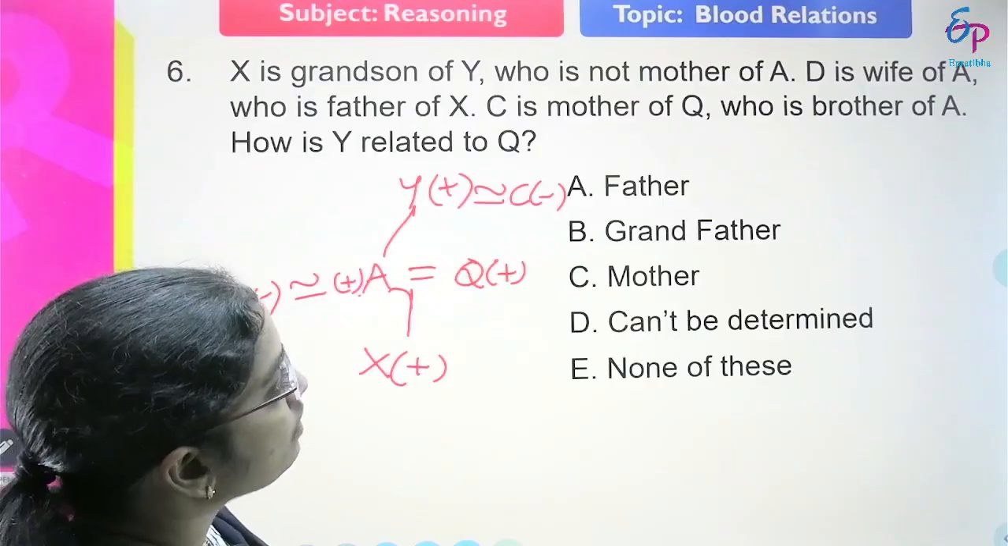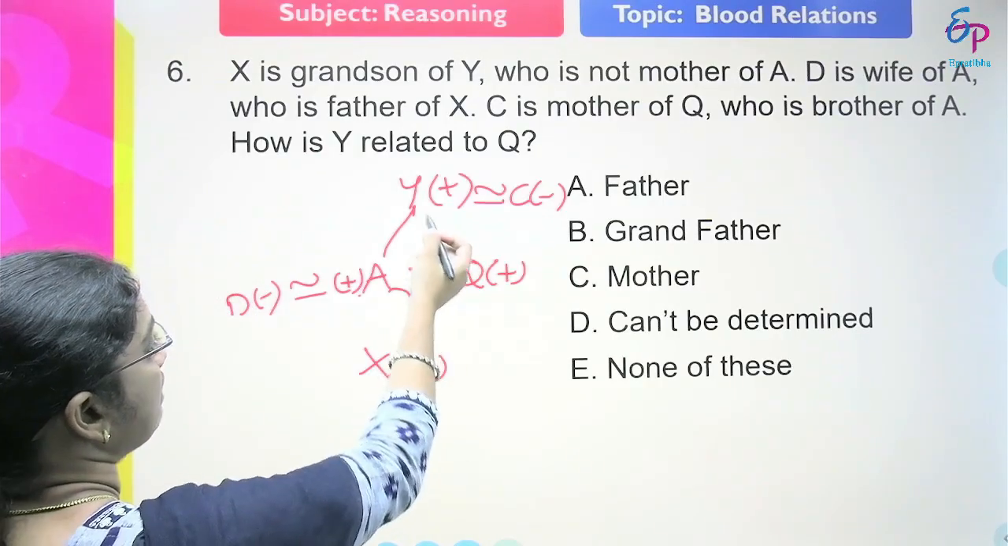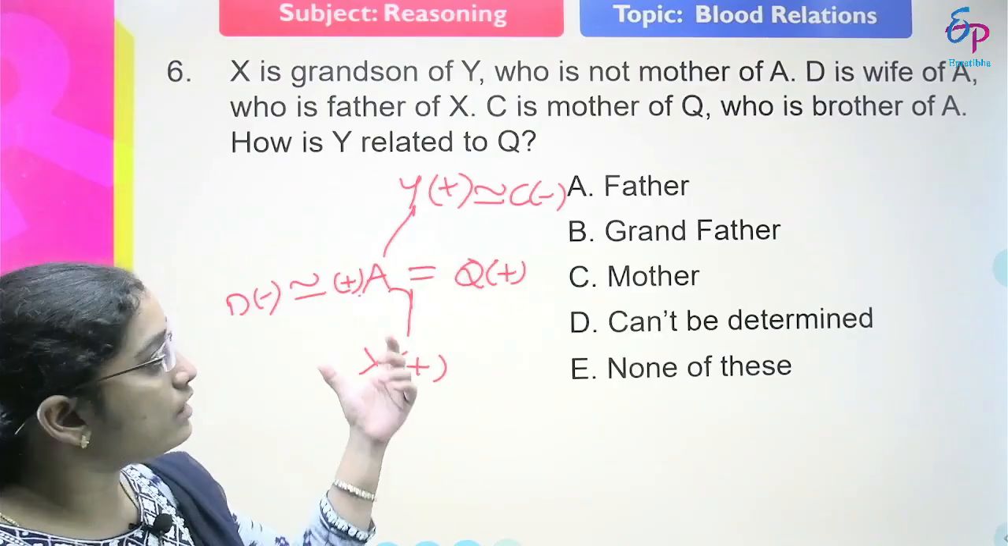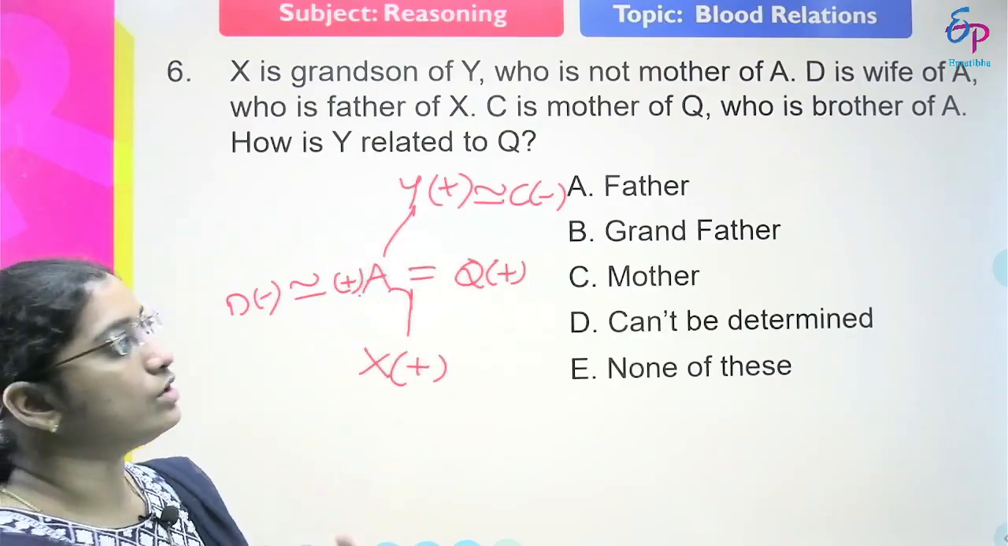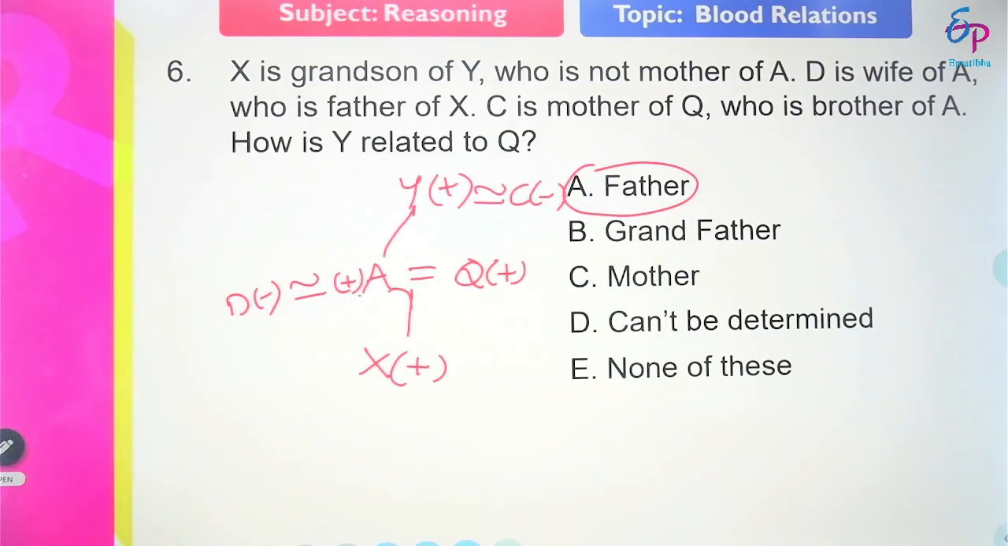Then our question, how is Y related to Q? Y is the father of Q. So our answer is father. That is the answer. Then move to next question.